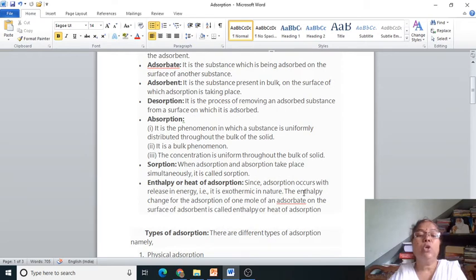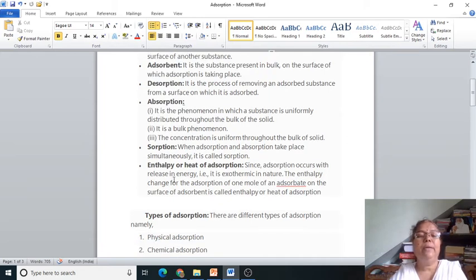Then the sorption. Here the next term is the sorption. When adsorption and absorption take place simultaneously, it is called sorption. Remember, when adsorption and absorption take place simultaneously, it is called sorption.